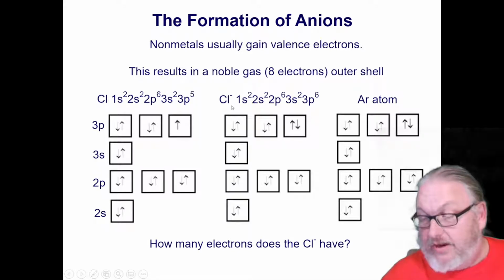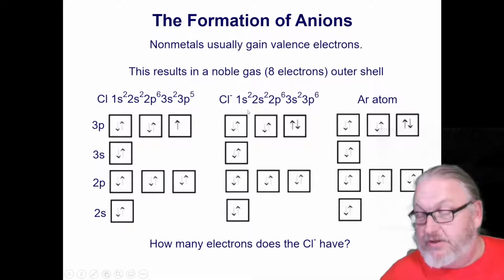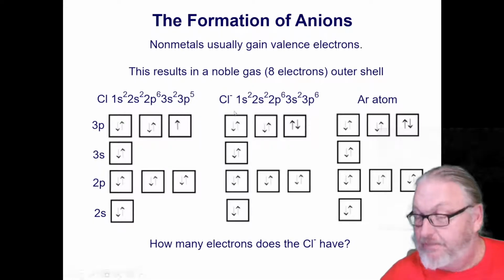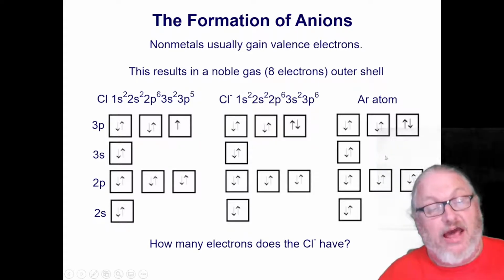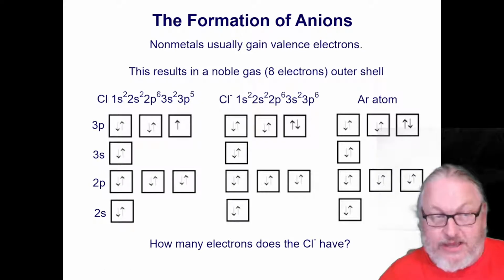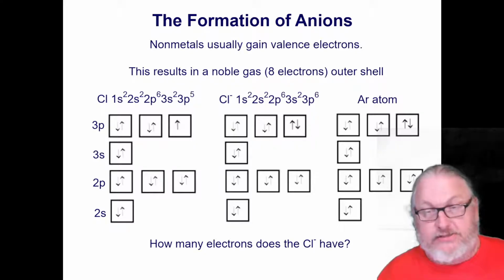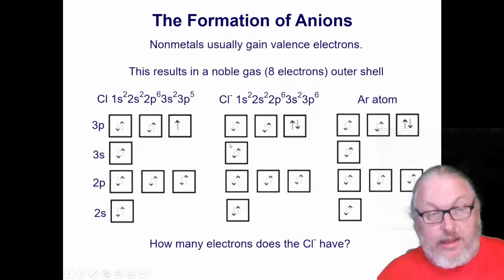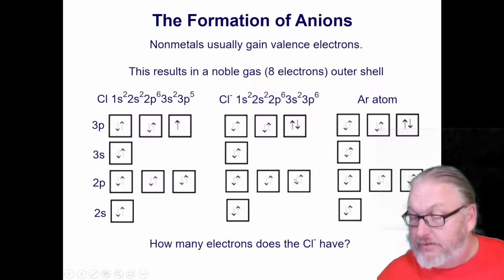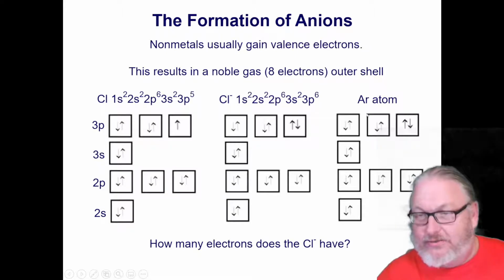Now, chloride anion, we call it that now. We'll learn more about how we name this one later. We'll have a 1s2, 2s2, 2p6, 3s2, 3p6 configuration, just like the argon noble gas atom. So, how many electrons does the chloride anion have? You count all those up, and that's 2, 4, 10, 12, 18 total electrons.